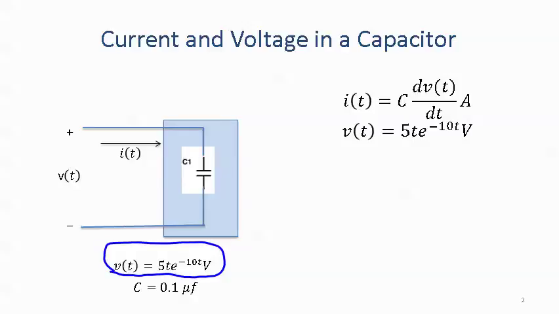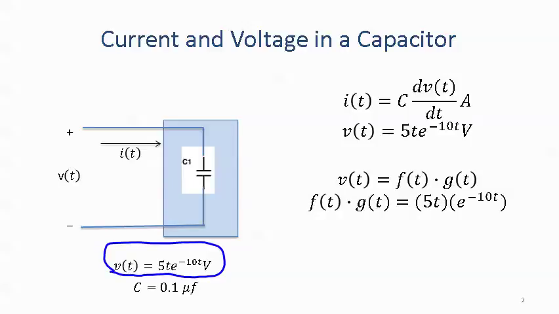So we look at our voltage across the capacitor as 5t e to the minus 10t, and we see a different kind of construction, because now we see that the voltage is equal to one function times a second function of t. In this case, f of t is the 5t. g of t is e to the minus 10t. So now we end up with the question, what do we do with the derivative of one function of t times another function of t?